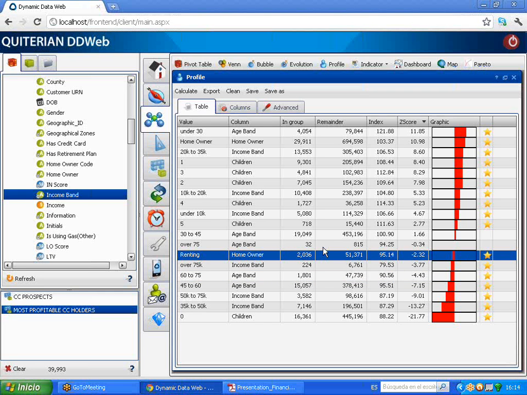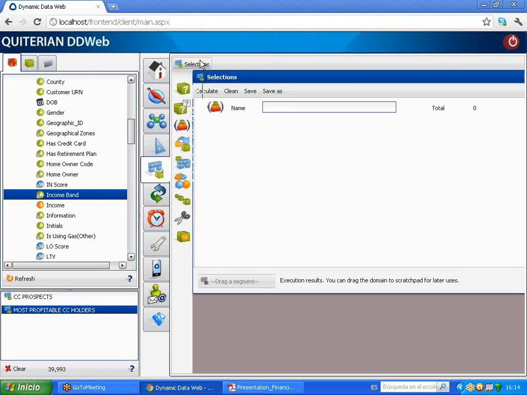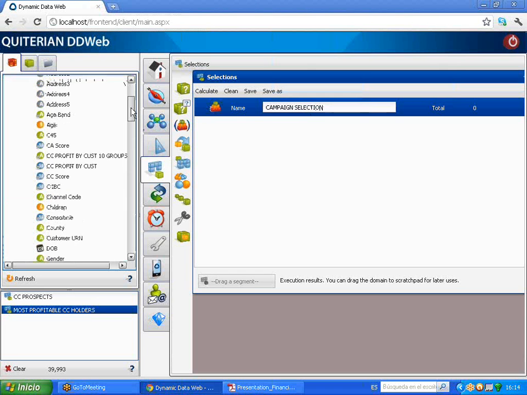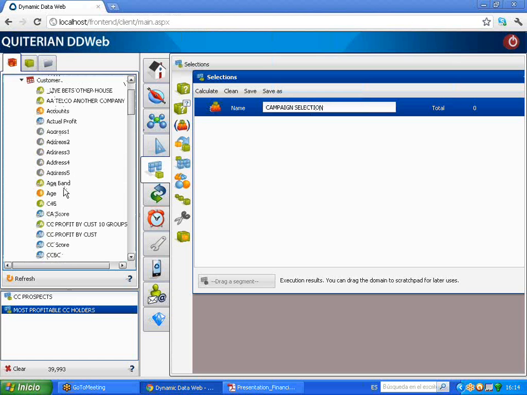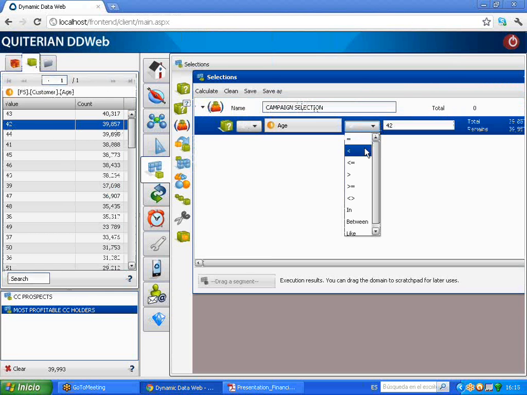Okay, so we know now the characteristics. What we need to do is to extrapolate these characteristics to the prospects that we have. For that purpose, we are going to use one of our tools called selections. Let me call it campaign selection. Okay, so we said that these people are young, under 30, so I drag and drop the age, and I say people under 30 years.